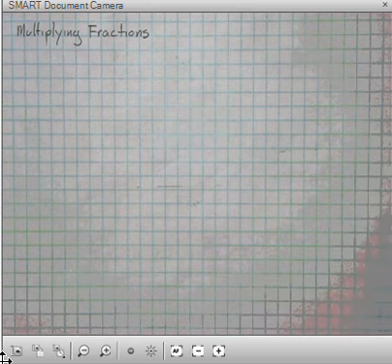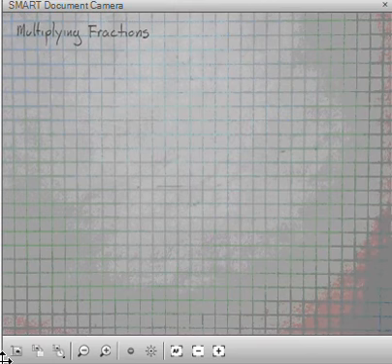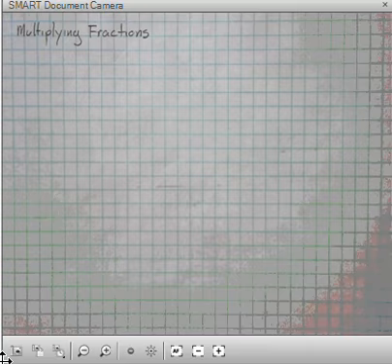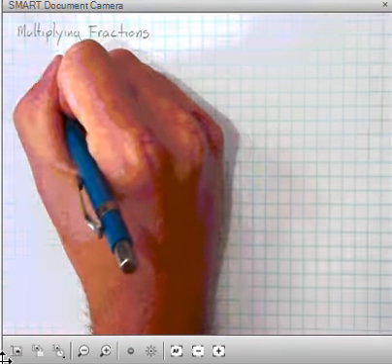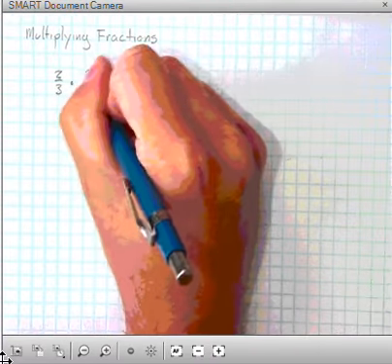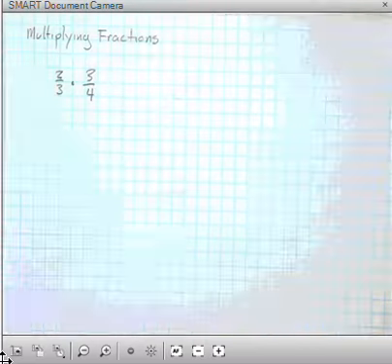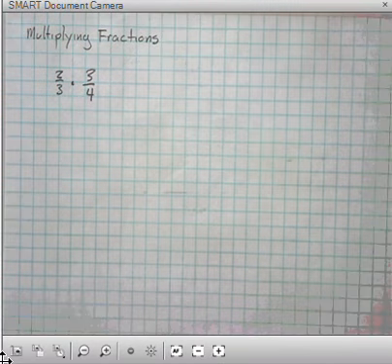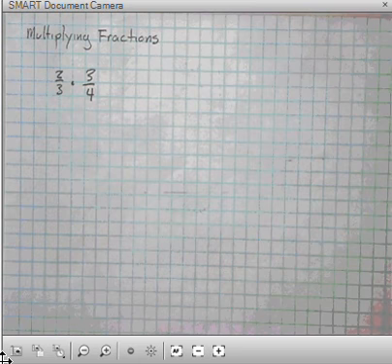So yesterday we looked at multiplying fractions visually. Today what we're going to be doing is looking at algebraically multiplying fractions. We're going to start off with our basic fractions like 2/3 times 3/4. We are then going to be multiplying mixed numbers, and then towards the end we'll be multiplying fractions with variables in the problem.